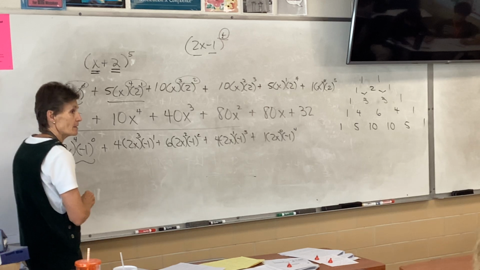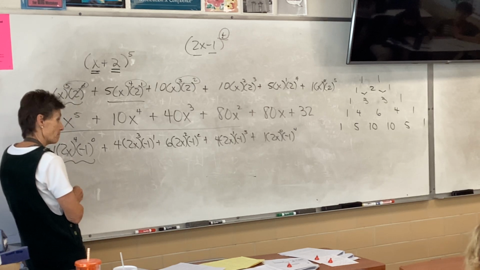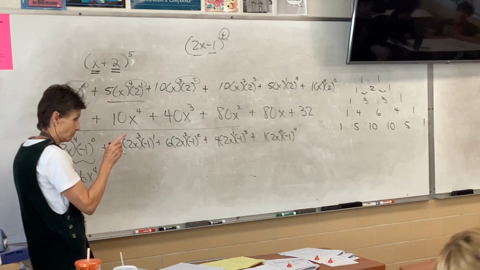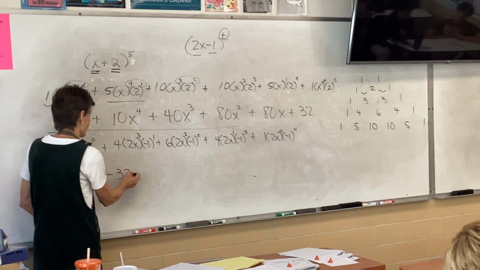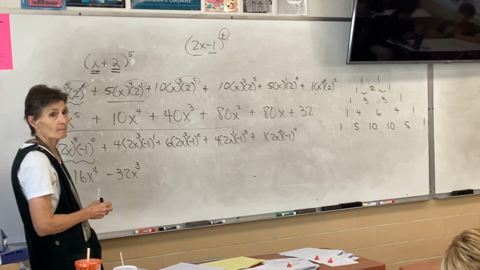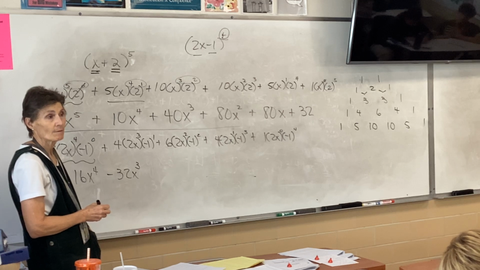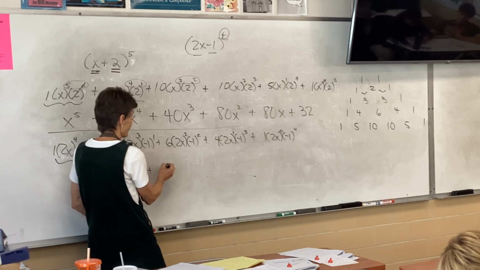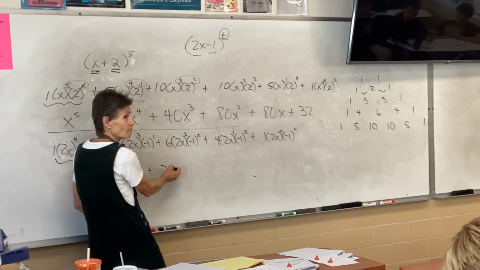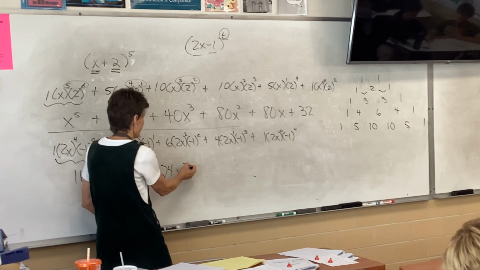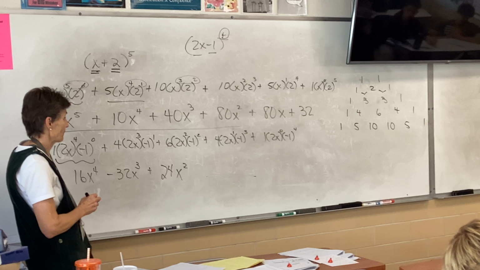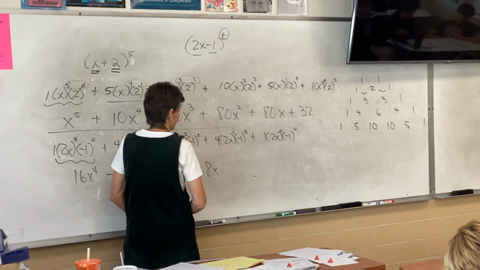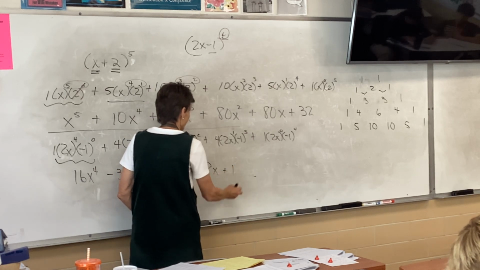So what do we got first? 16x to the 4th. Watch it. Now we're going to have a negative 32x cubed. You ready to get why that's negative? But now we're going to be back to positive. What's this one? 24x squared. Now we're back to negative again, negative 8x. And positive 1.